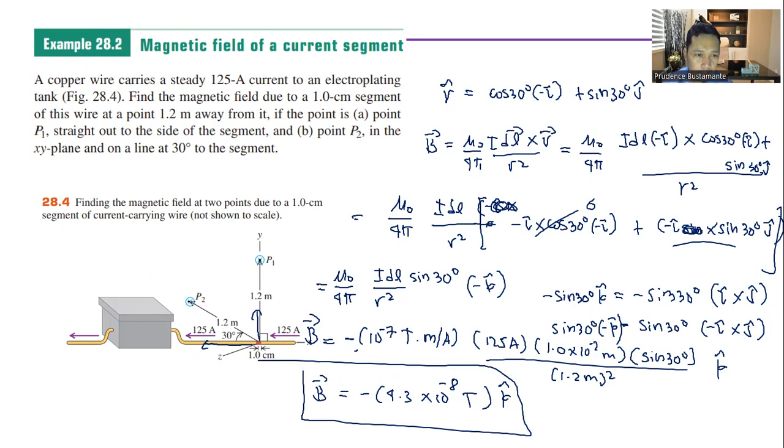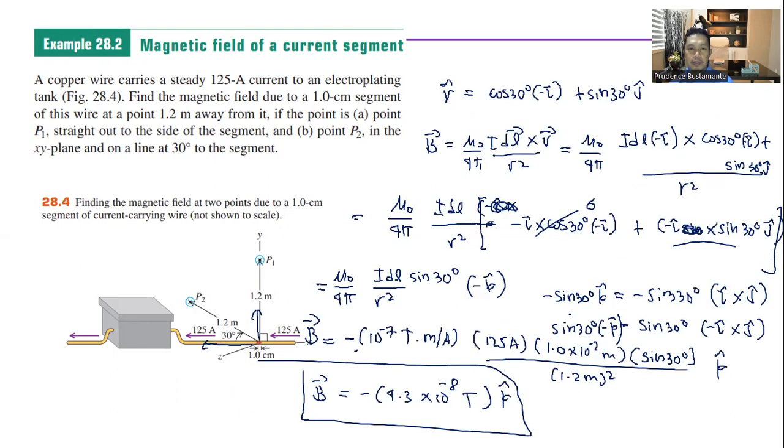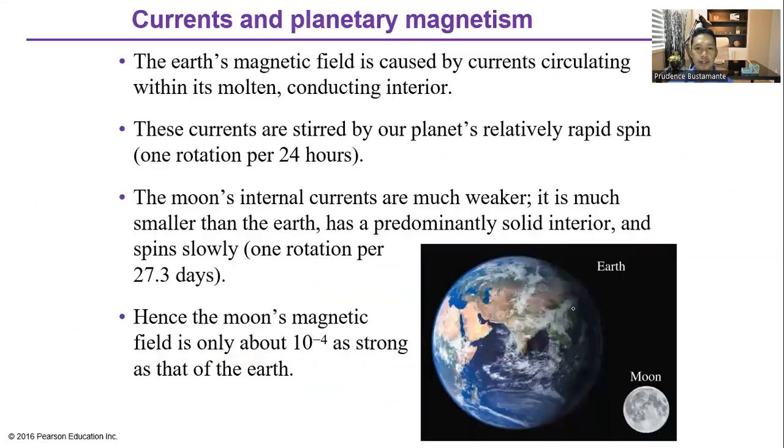It points into the page in both cases. So here also in the negative k, it points into the page, perpendicular to this plane.